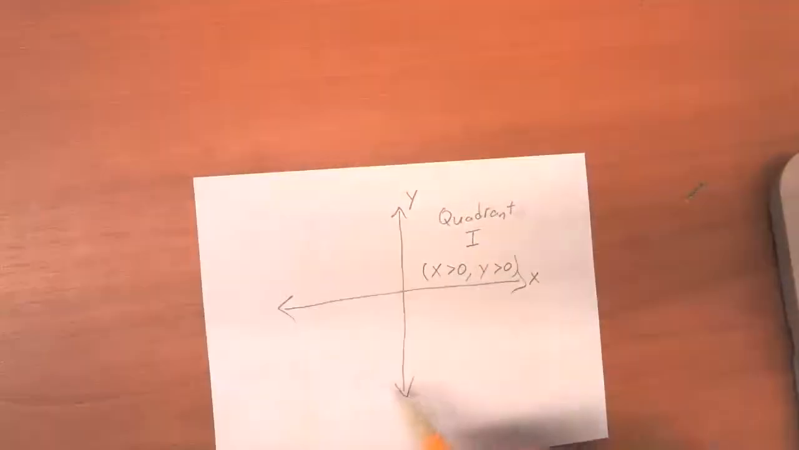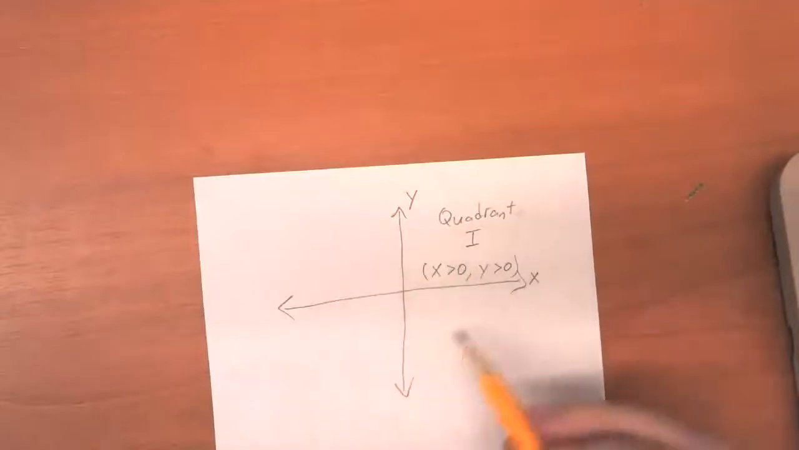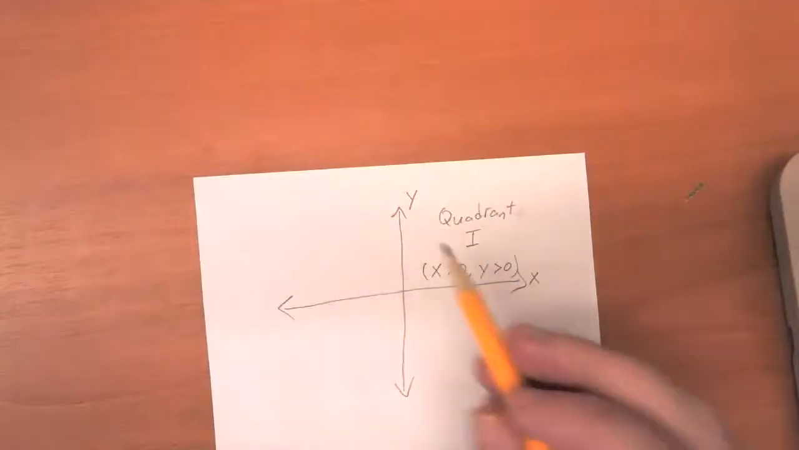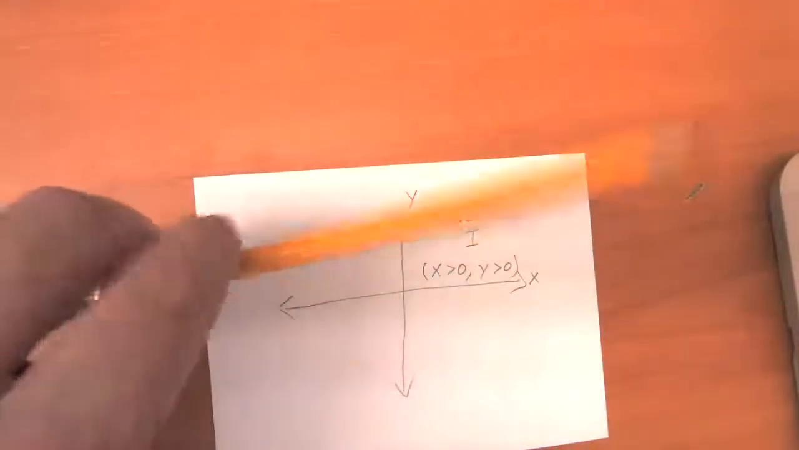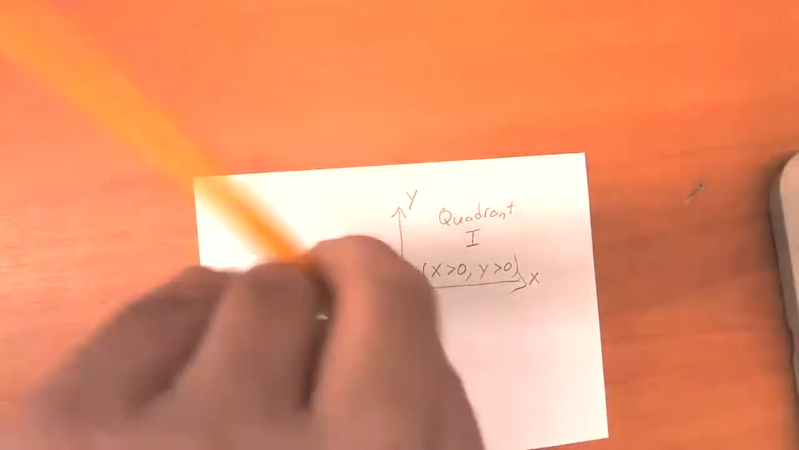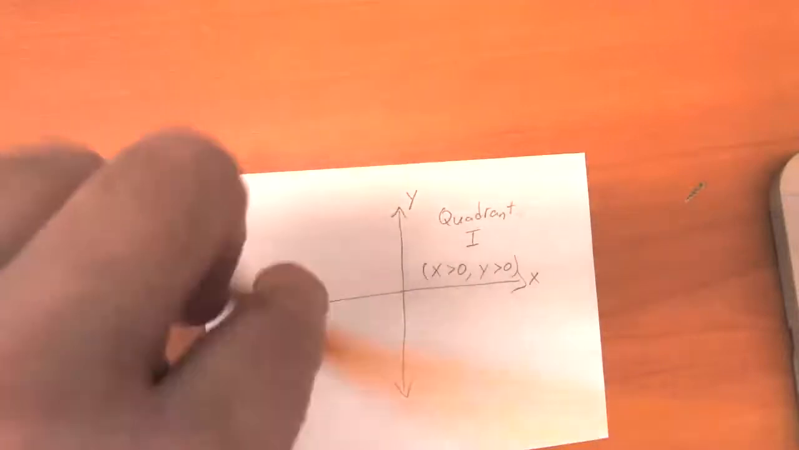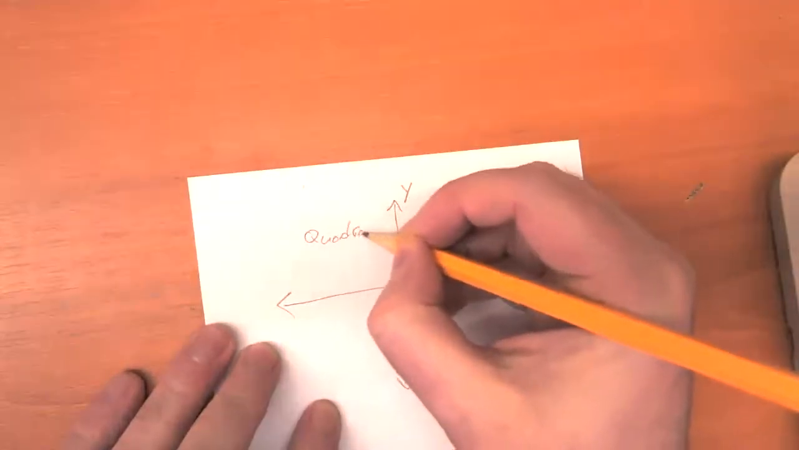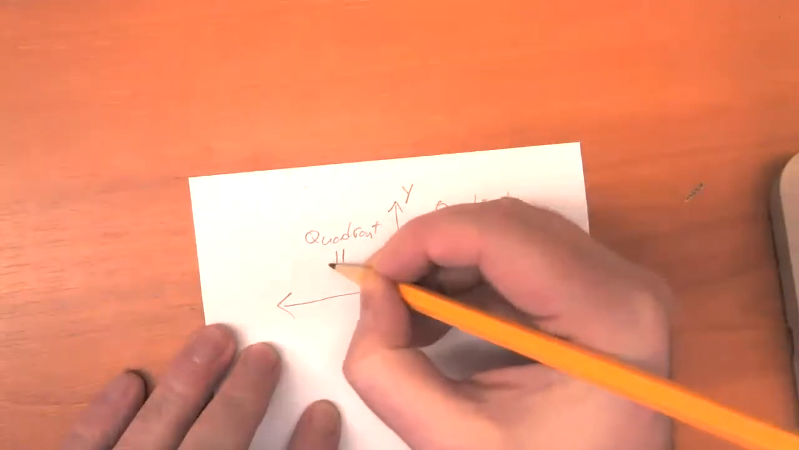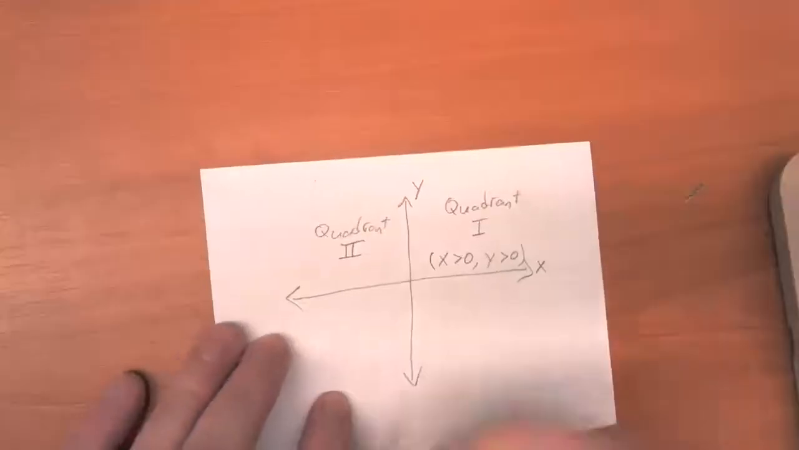And then to number the other quadrants, we're going to move around in a counterclockwise motion. Remember, clock hands go like this, swinging around, and so counterclockwise means we go the other way. So over here is going to be Quadrant 2.